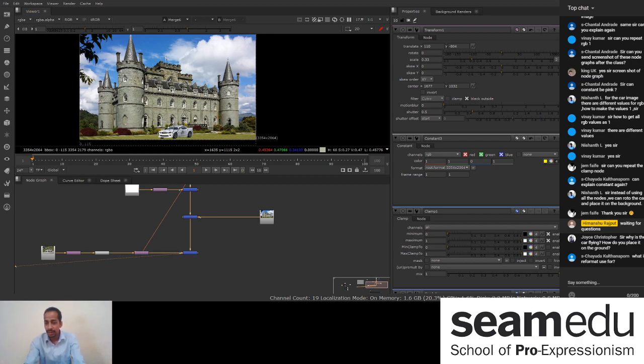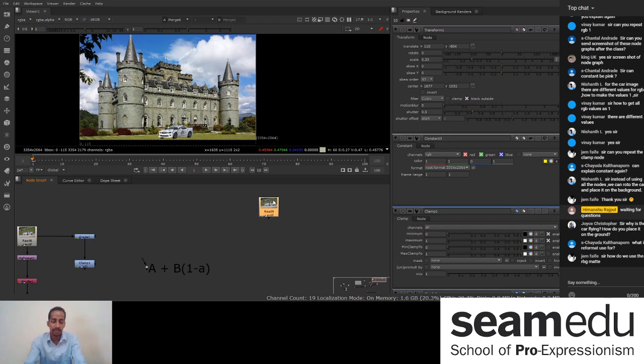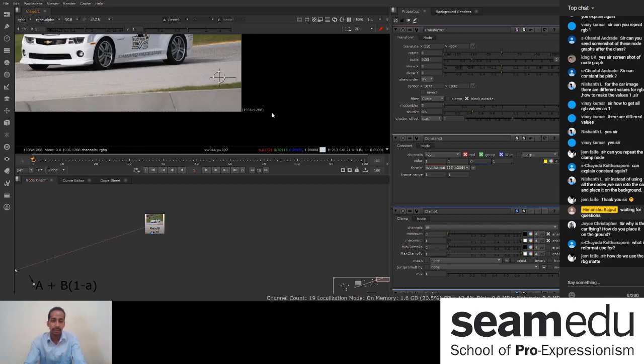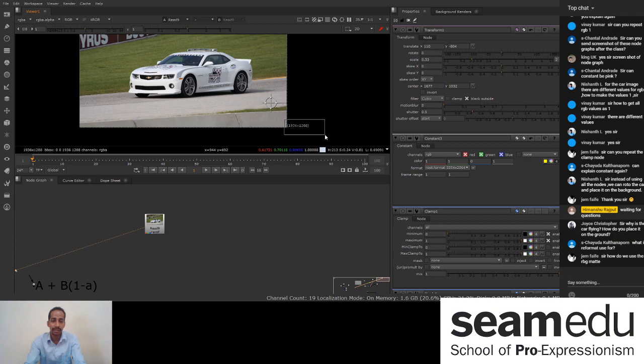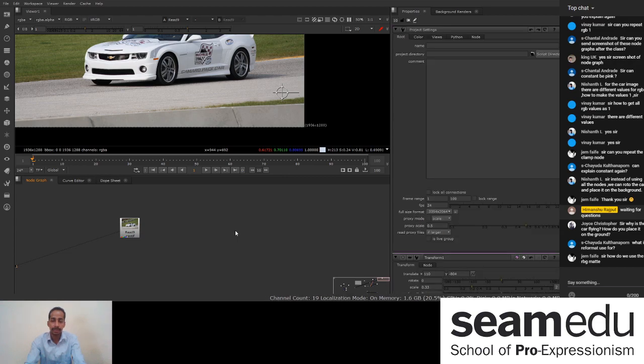Okay, what is a reformat used for? Let's keep this image, and we have a resolution of 1936 by 1288. So 1936 by 1288 is the image size, and if we see the project setting by pressing S, the project setting is 3354 by 2064. So how to set this image according to the project settings?